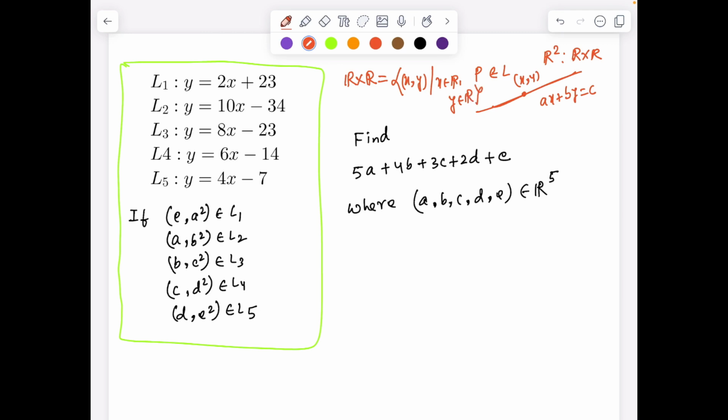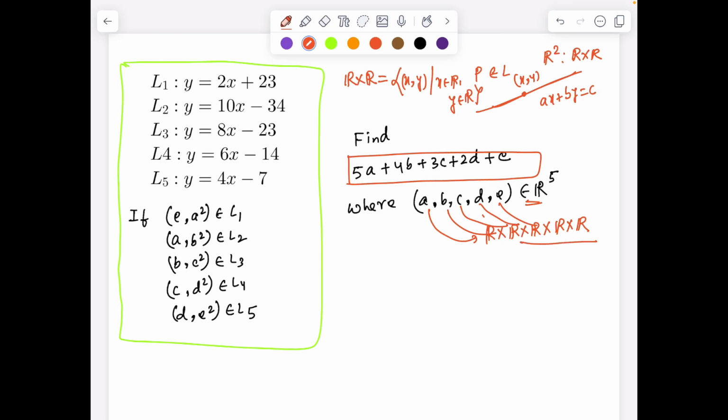Okay. So these are 5 points which belong to these 5 lines respectively. We need to find the value of 5a plus 4b plus 3c plus 2d plus e, where (a, b, c, d, e) belongs to R5. Now, belongs to R5 means again a Cartesian product, R cross R cross R cross R cross R. It means a belongs to real, b belongs to real, c belongs to real, d and e belong to real. That's the meaning of R5.